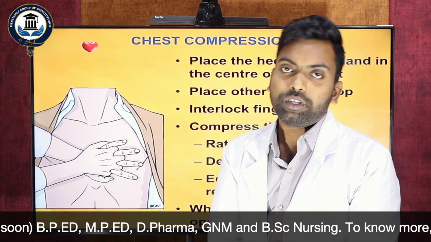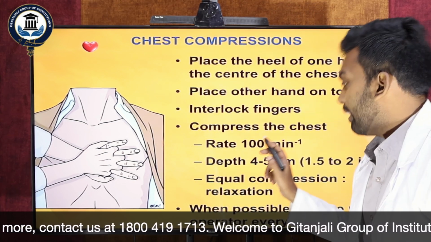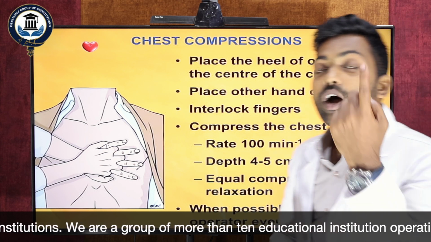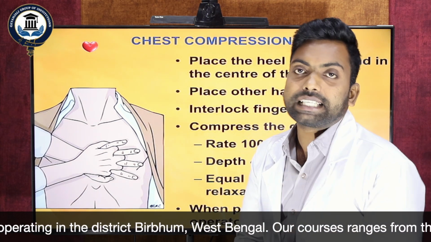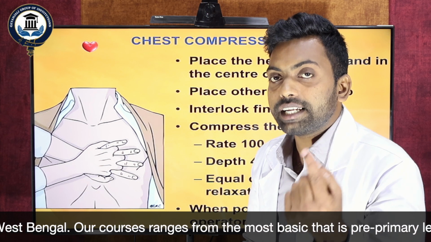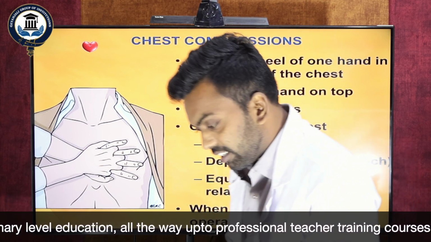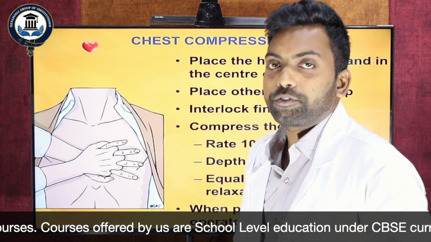How will the compressions be? The rate of the compression: 100 compressions you want to give for 1 minute. 1 minute in the sense 60 seconds. Within 60 seconds, you want to give 100 compressions. You must think it is one of the golden procedures to save a life.